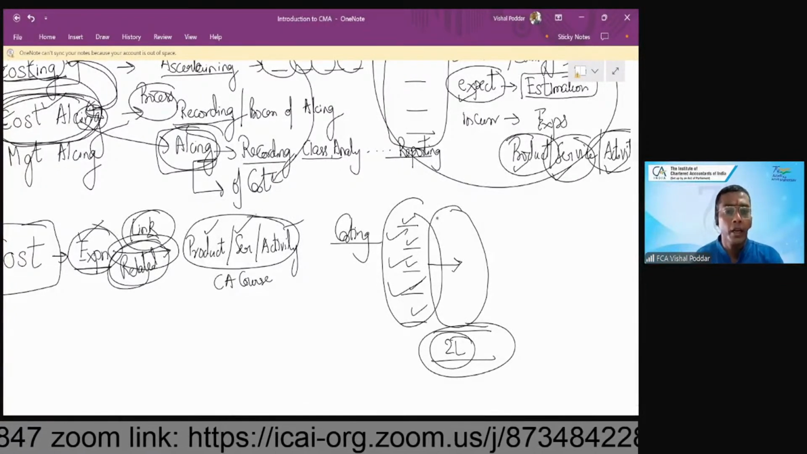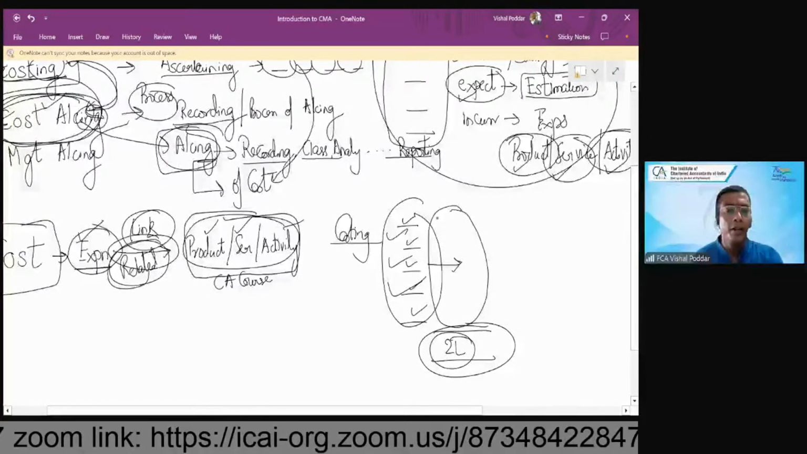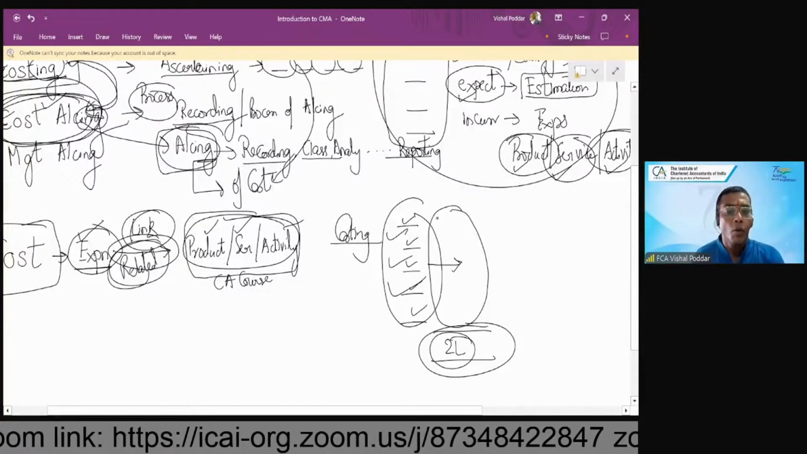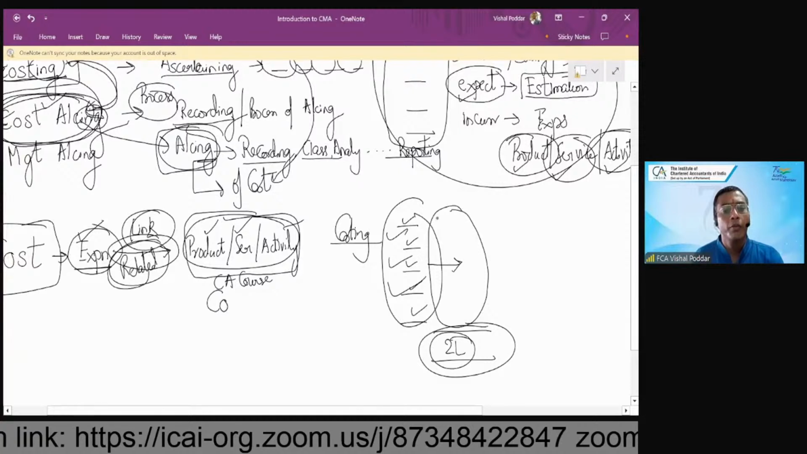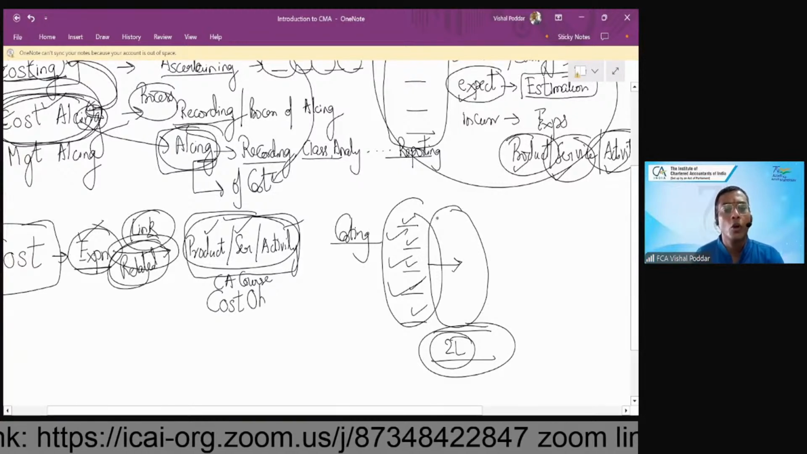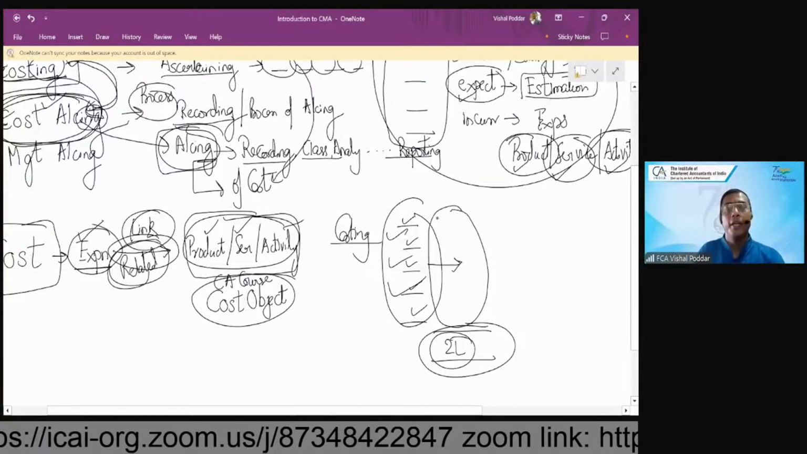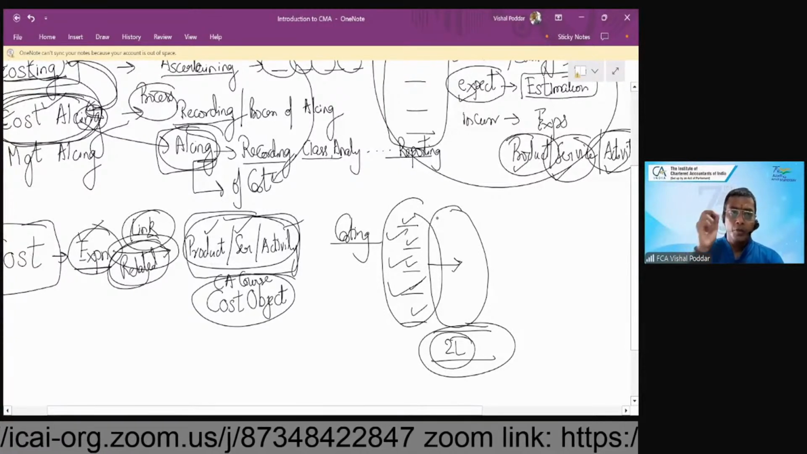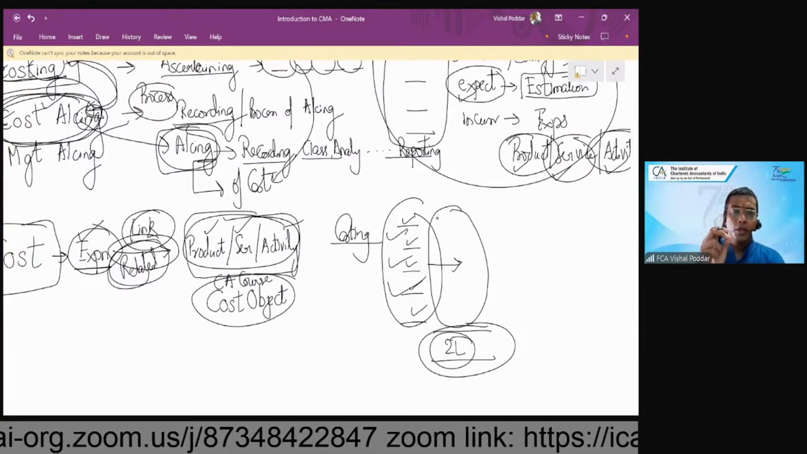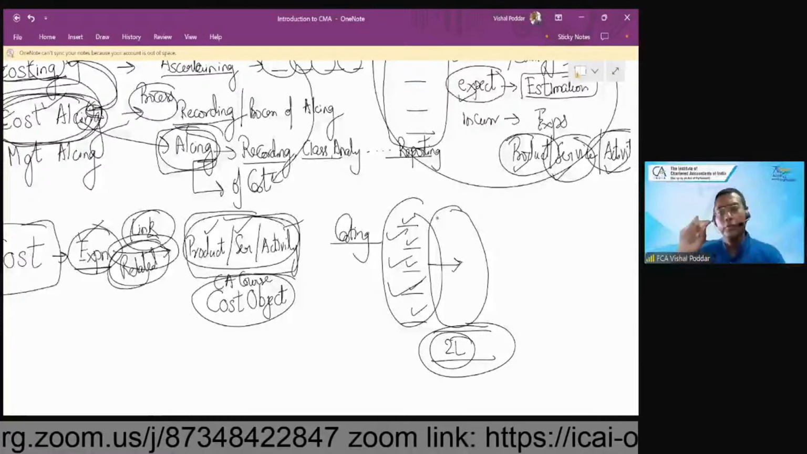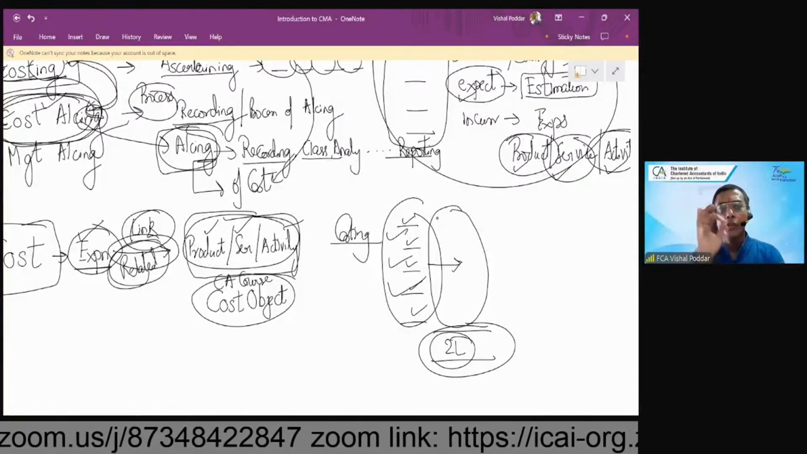Now, I'll give you a technical word for this. Till now, I was addressing this as subject, subject, subject. Now, what is this technically called in our costing language? It is called your cost object. So we are now step by step getting technical with the terminologies. So we have understood costing, we have understood cost accounting. Now we are discussing cost, and in cost, we have come to a technical word, cost object.